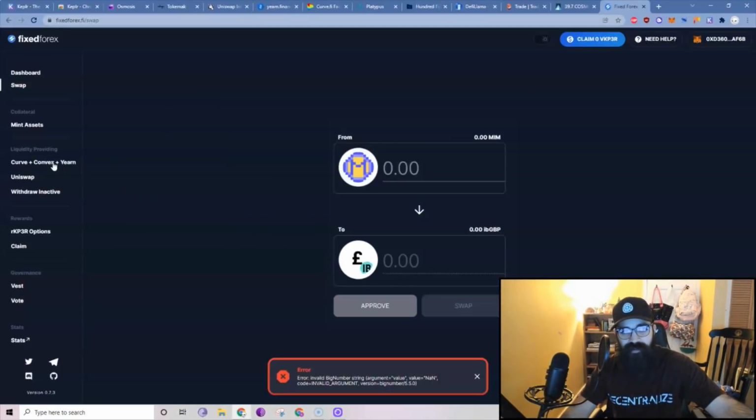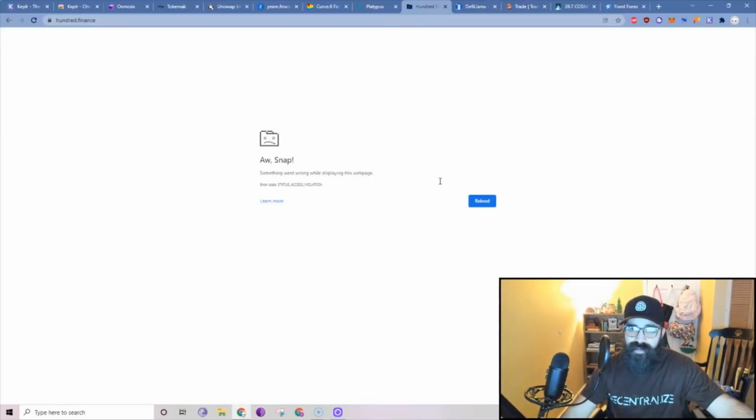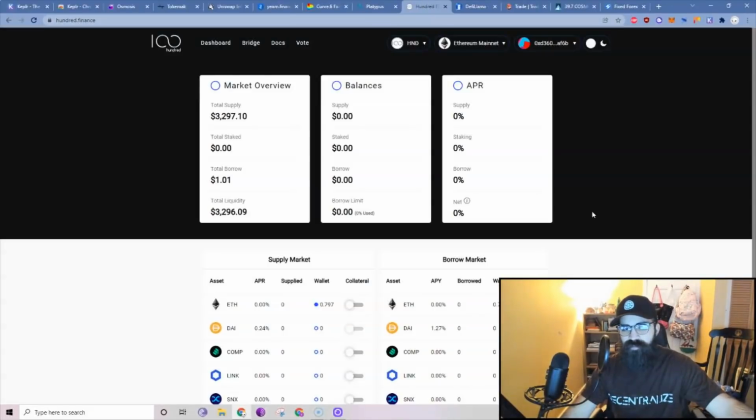Now, I would like to show you guys how the minting works, but I can't because it's not working today. So we're going to leave this to be explained in the future. All right, let's move on. So Platypus and 100 Finance both seem to be having problems. Let's look at 100 Finance first.